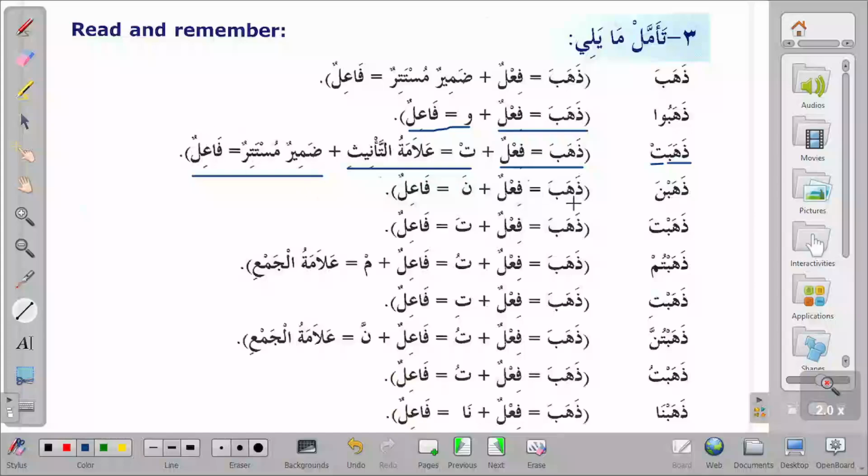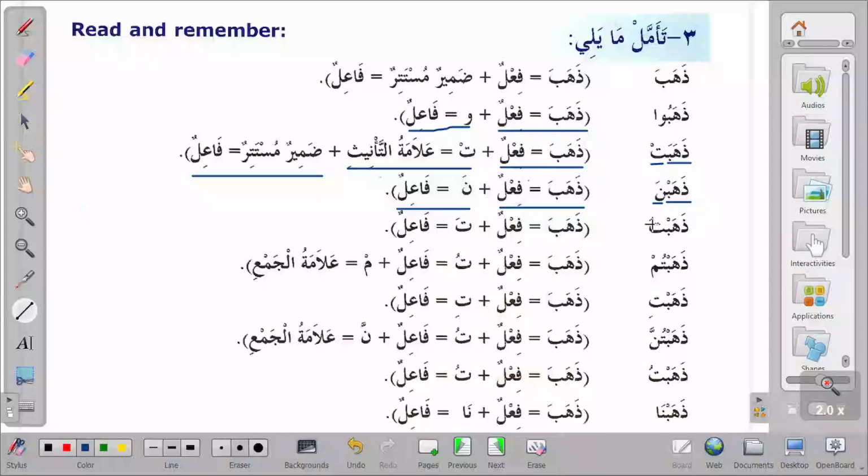The doer is hidden. Now let's look at zahabna. They went. I hope that is clear. Feminine, plural feminine. So the verb here is what? Zahaba. And then this noon is what? We call it noon niswa, right? That's the doer. I hope that is clear. So zahaba is the verb, then the noon is the fa'il, the doer. I hope that is clear.